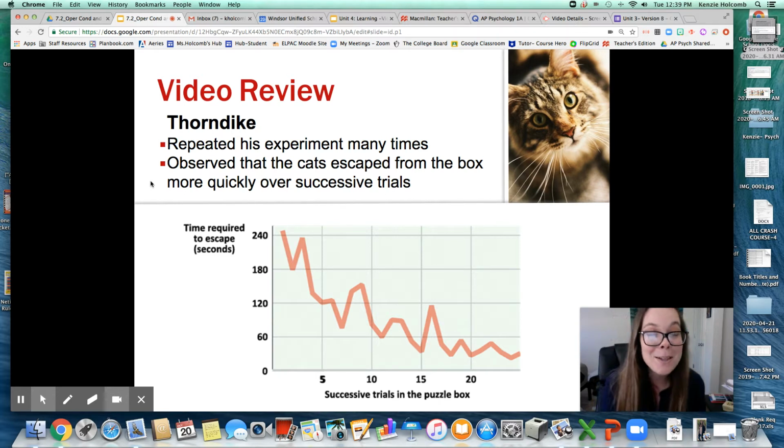It's kind of like how your animals know where all the food hiding spots are. They are really good at knowing how to get food, and if they're very successful at it, they're going to get quicker and more intelligent about it. So again, Thorndike concluded that he observed the cats escape the box more quickly over successive trials. And we are more likely to repeat an action if we like the desired result or consequence.